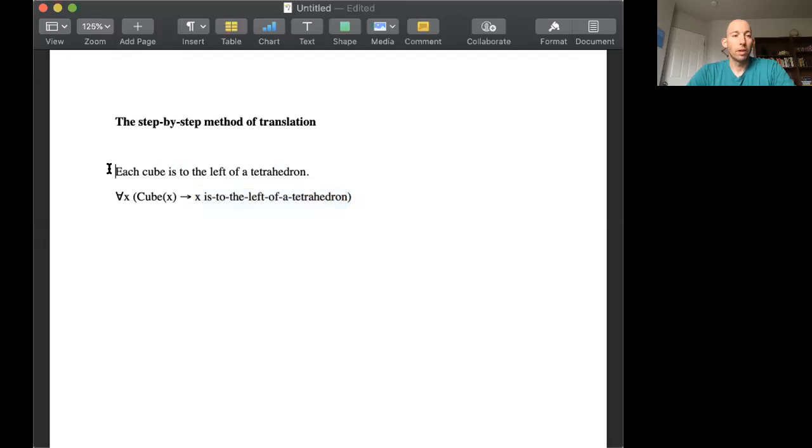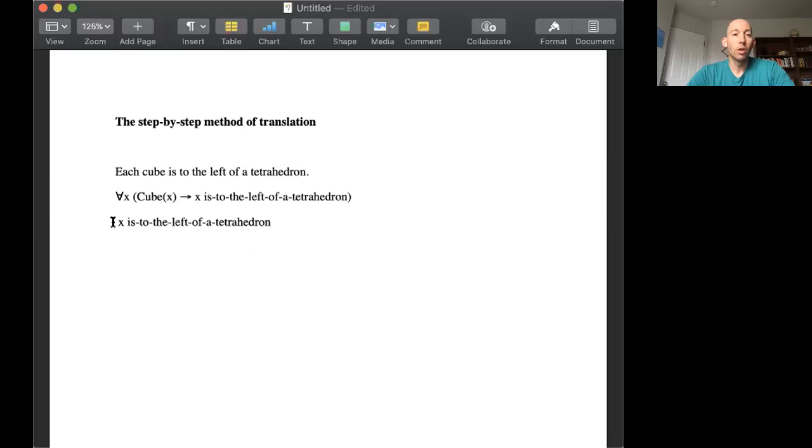So again, what we've done here is translated the noun phrase, each cube, in terms of a partially translated universally quantified sentence, where we've left the consequent of this conditional to be the verb phrase. Okay, so that's the first step. The second step is to now think about how we translate this x is to the left of a tetrahedron. How do we do that type of translation?